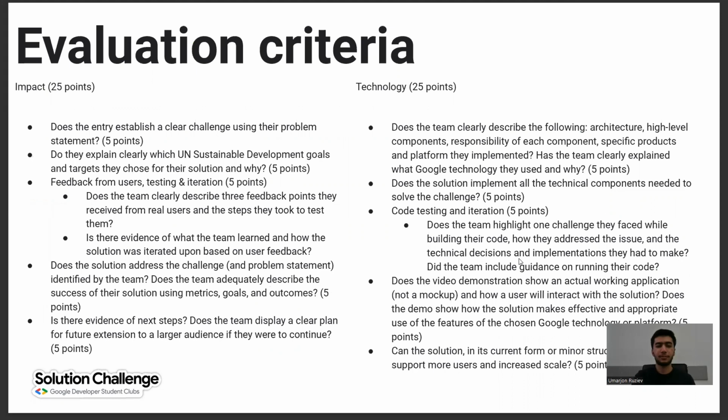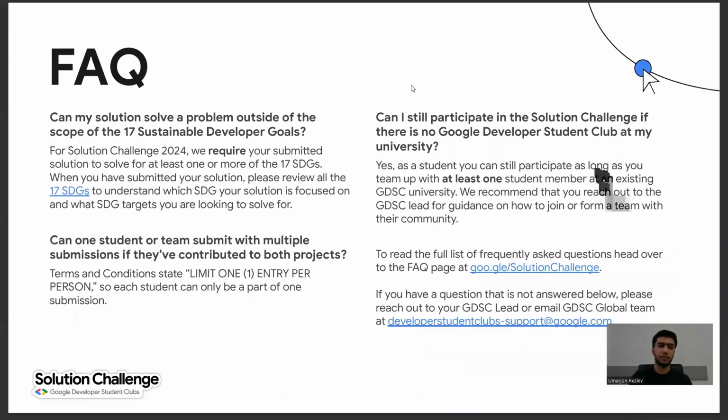Here, evaluation criteria. They are divided into two parts: impact and technology. For the impact of the project, you get 25. For the technology, like describing the architecture clearly, and others, you get 25 more.